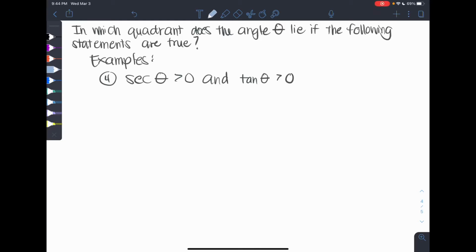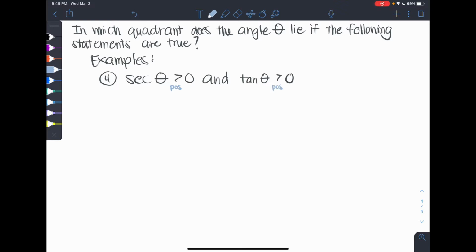For these examples, we're now throwing the reciprocals of sine, cosine, and tangent into the mix. But we have the same ideas here. For number 4, we want to identify the quadrant in which secant of theta is positive and tangent of theta is positive as well.